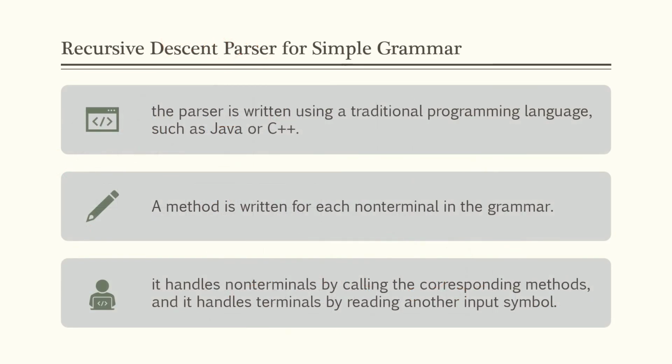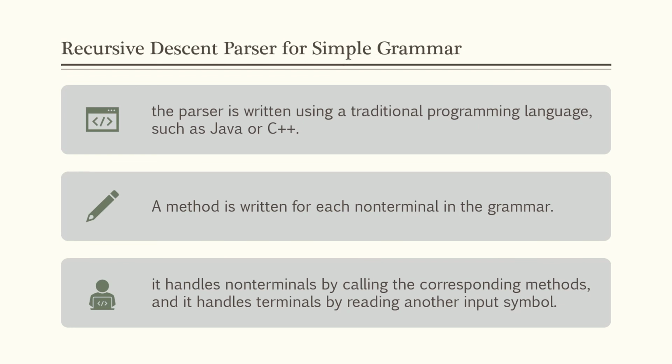Now we look at a recursive descent parser for parsing a language for a simple grammar. Okay, the parser is written using a traditional programming language such as Java or C++. So this parser is using a programming language to parse a string. It can be Java or C++ or any other language.